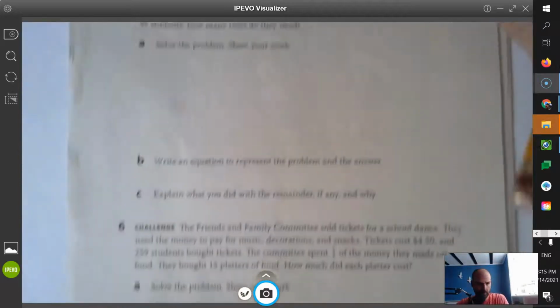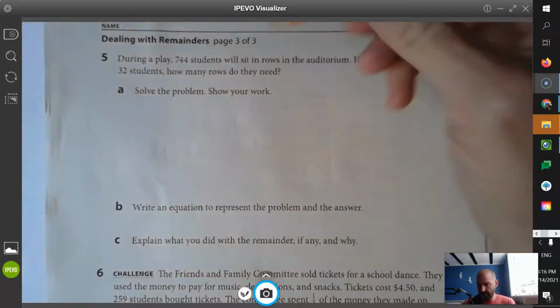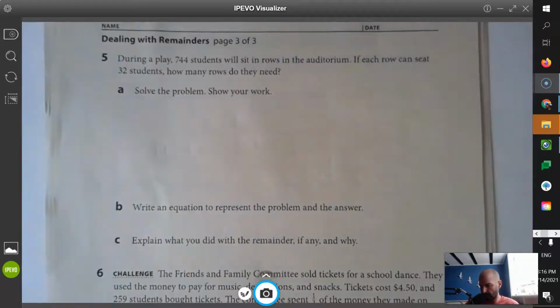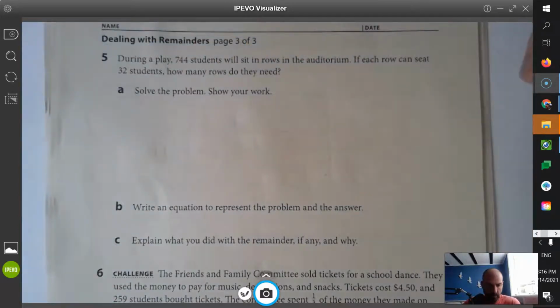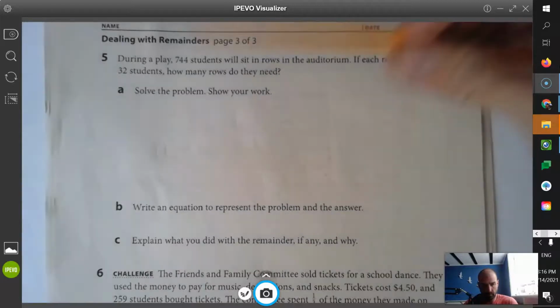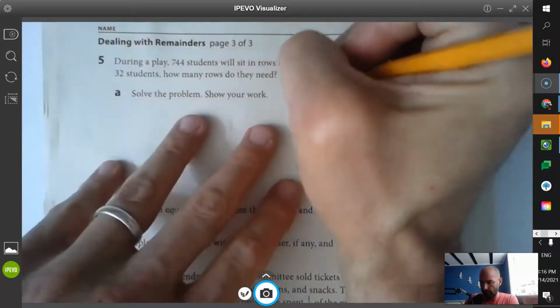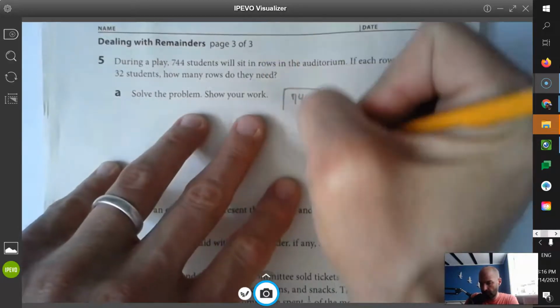During a play, 744 students will sit in rows in the auditorium. If each row can seat 32 students, how many rows do they need? So this is because we already know how many kids can fit per row. Let's do that big 7 again, just so you can see it. Right away, I can see 640 here if I multiply by 20.